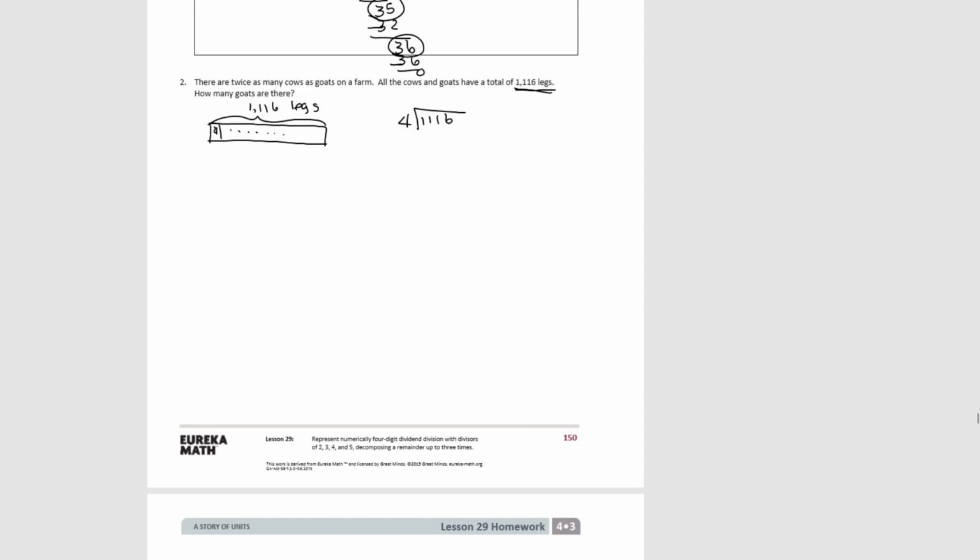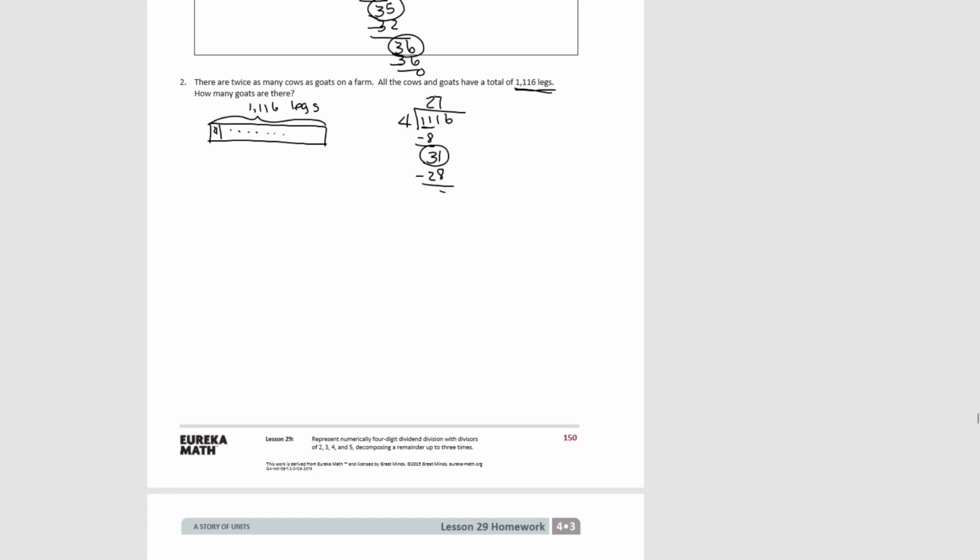Okay, we start with the thousands. I can't divide 1,000 into 4 groups, so I need to decompose it into hundreds and add it to the 100 that's already there. So now I have 11 hundreds. If I have 11 hundreds, I can put 2 in each group. So 2 times 4 is 8, which would leave me with 3 hundreds, which I can decompose into 30 tens, and add to the 1 ten that's there. So I now have 31 tens. If I do that, I can put 7 tens in each group. 7 times 4 is 28.